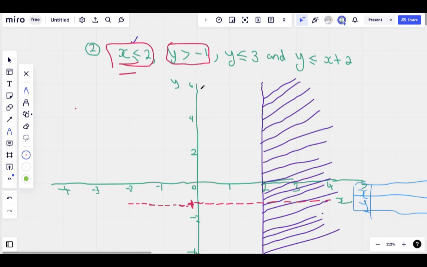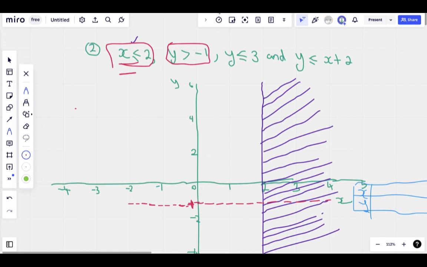Now, after knowing the type of line to draw and where to draw the line, the next step is to know where to shade. How do you know where to shade? They say y is greater than -1. Greater than means up. Since we are on the y-axis, the greater than -1 is up on top of -1. On top is the greater than. Am I right? Anything above this negative 1.